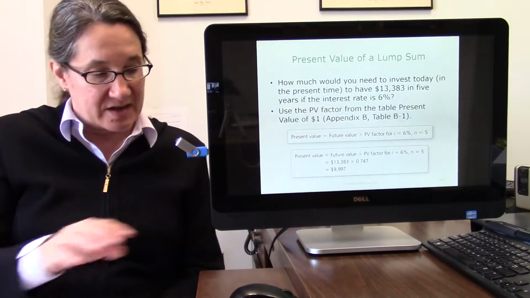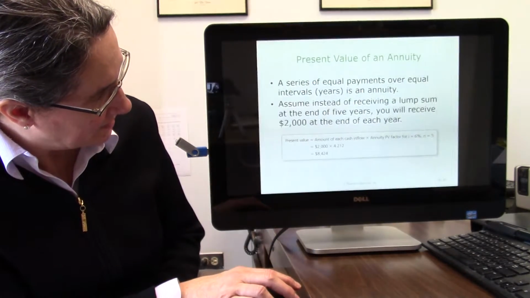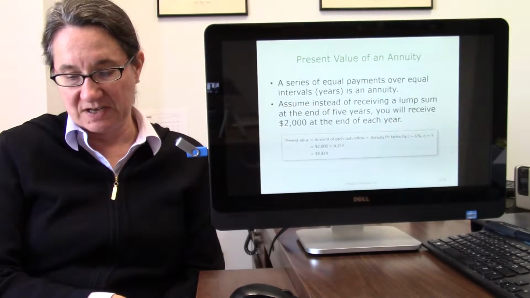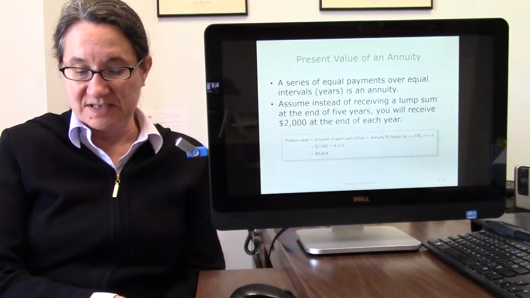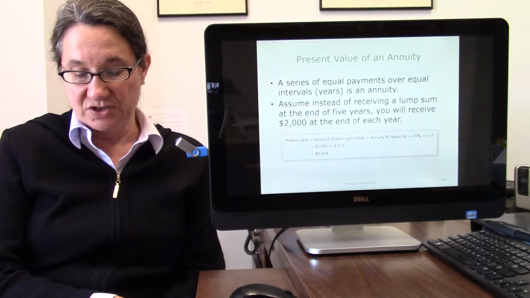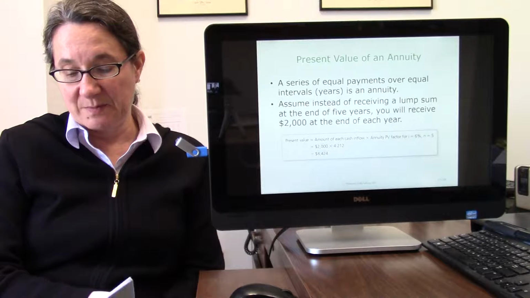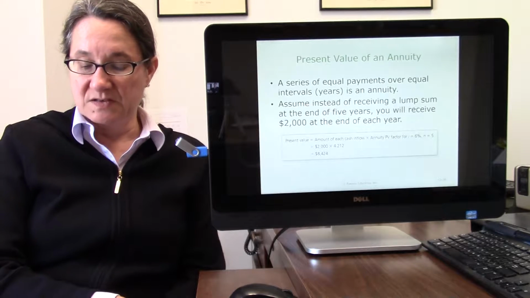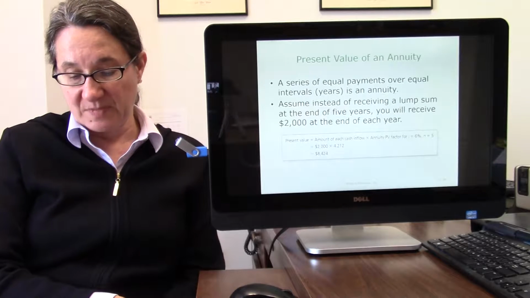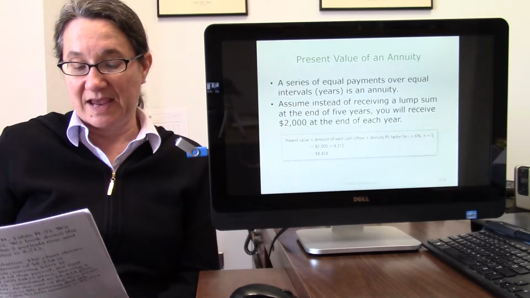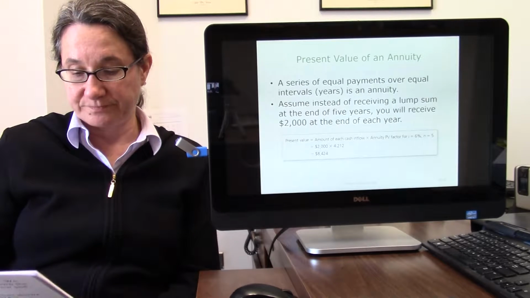So, present value of an annuity. Remember we talked about annuities as a flow of payments over time. Now assume that instead of receiving a lump sum at the end of 5 years, you will receive $2,000 at the end of each year. This is a series of payments, $2,000 over equal intervals, so it is an annuity. How much would you have to invest today to receive these payments, assuming an interest rate of 6%?